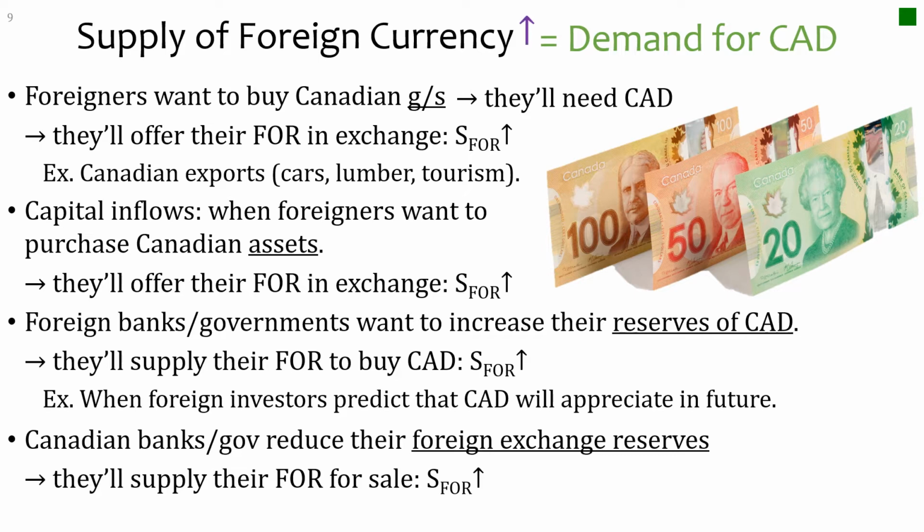All right, so if there is an increase in the supply of foreign currency, there's going to be an increase in the demand for Canadian dollars and vice versa. So these two always go hand in hand. More demand of Canadian dollar is the same as more supply of foreign currency. Okay, that's extremely useful. So write these down.